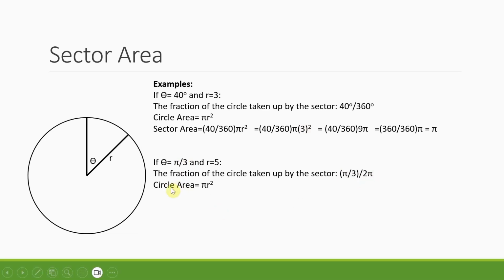So now again, the circle area equation is pi r squared. So to get the sector area, I'm just going to take this fraction and put it in front of this. And that gives me this equation. Sector area is pi over 3 over 2 pi, that's just this again, times pi r squared. Now at this point, I'm going to choose to start canceling out just a couple of these pi's because this is starting to look messy.